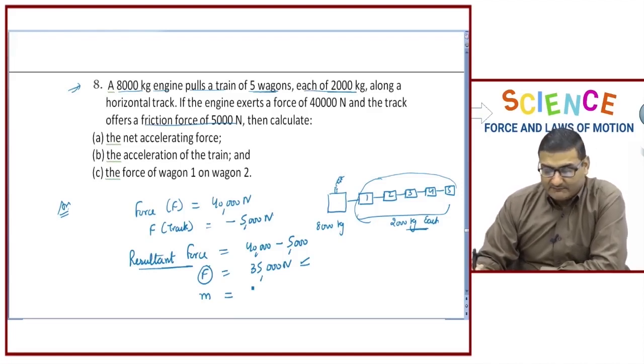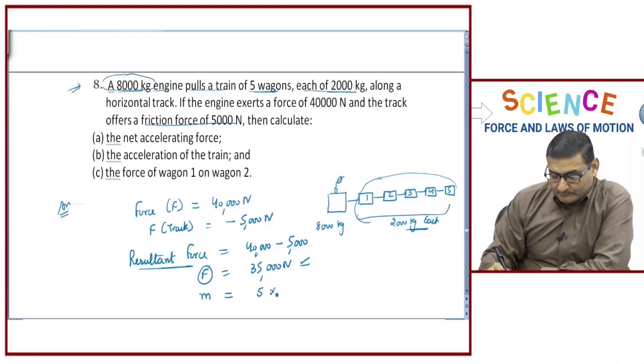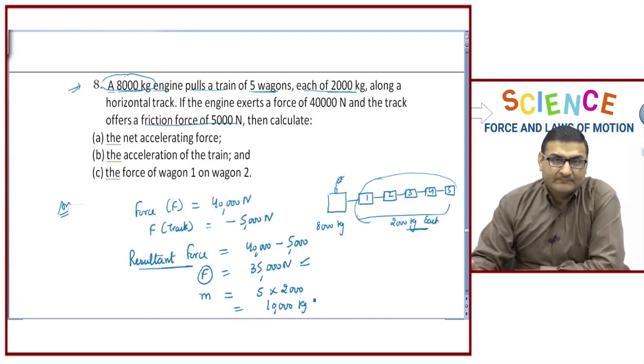Now the mass of one wagon is 2000. So the total mass of 5 wagons will be equal to 10,000 kilogram. Got it? I repeat, the mass of the engine is not to be included. There are times when students think that the value is given, so it also needs to be added up.